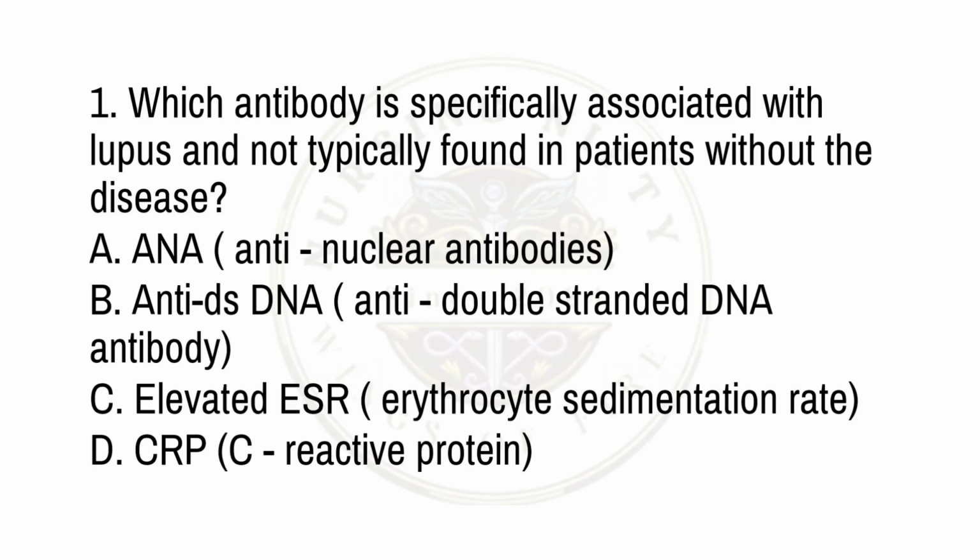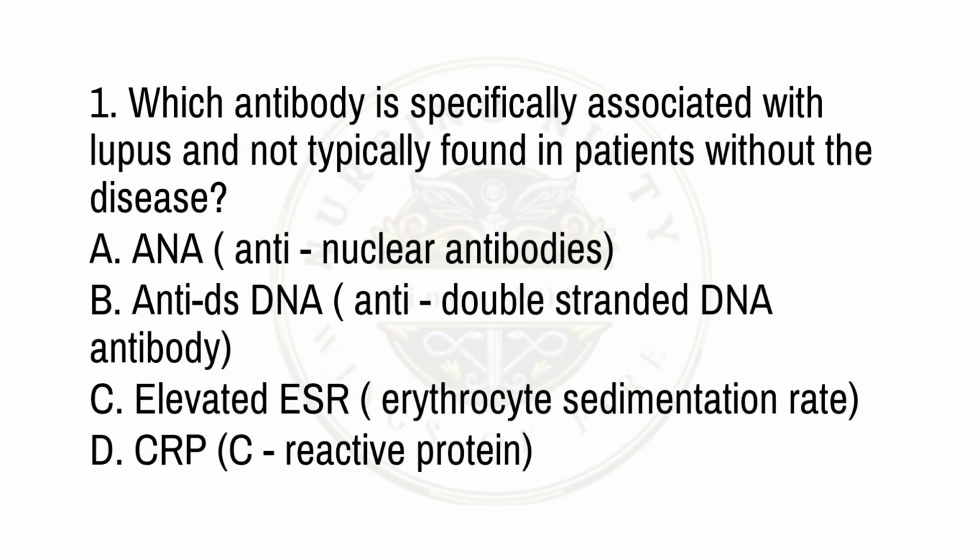Question number 1. Which antibody is specifically associated with lupus and not typically found in patients without the disease? Options. Option A. Anti-nuclear antibodies. B. Anti-double-stranded DNA antibody. C. Elevated ESR, that is erythrocyte sedimentation rate. Then D. C-reactive protein. So here the right answer is option B.